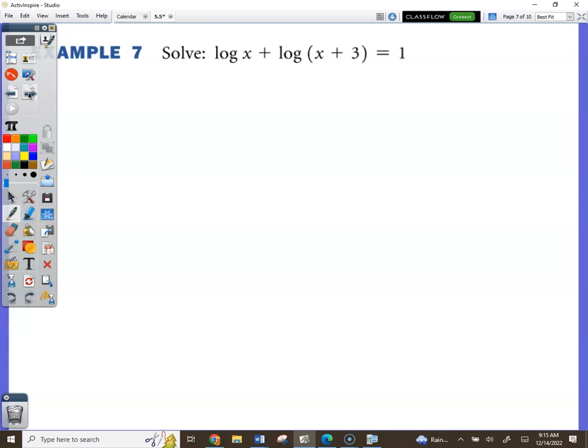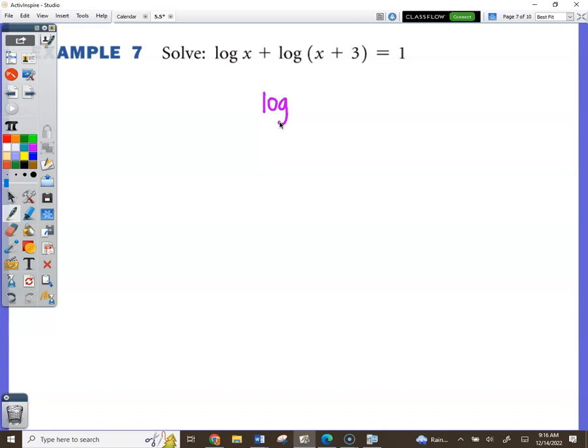This one, what do you notice? They're both base 10, and on the right-hand side, you have just a plain old number, which means we want to get it to a single log, because then we can convert it. So this is why we had to cover yesterday's lesson, because that is it in expanded form with the plus sign. We need to condense it. I want to be able to write that as a single log, right? So addition condenses to multiplication.